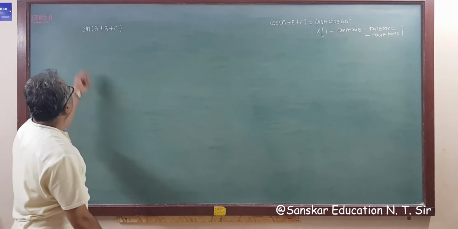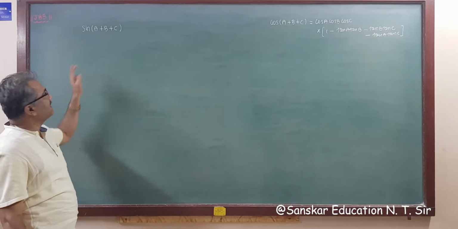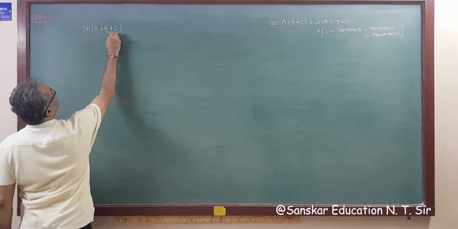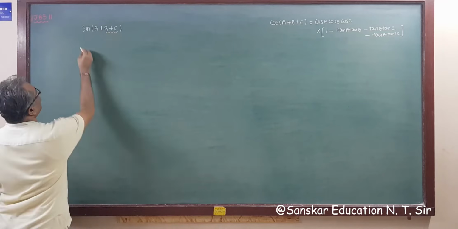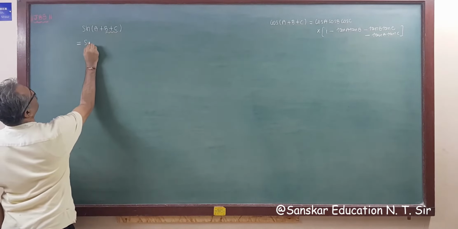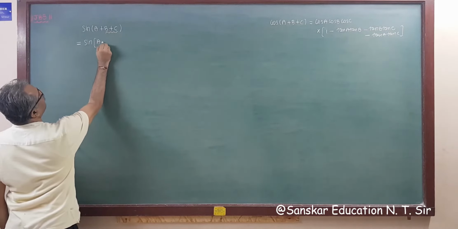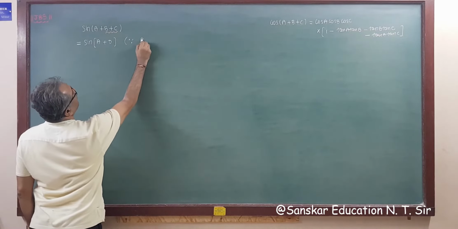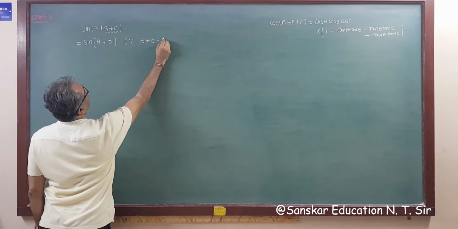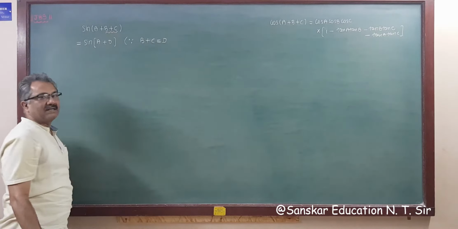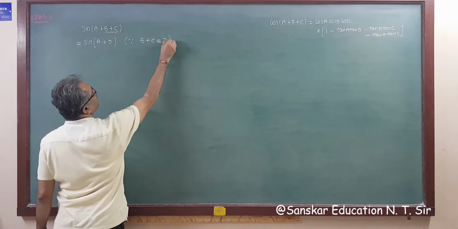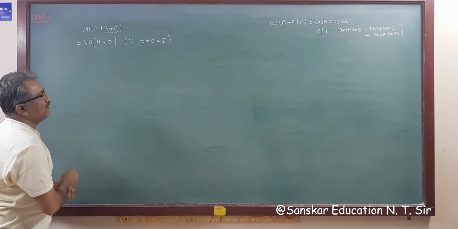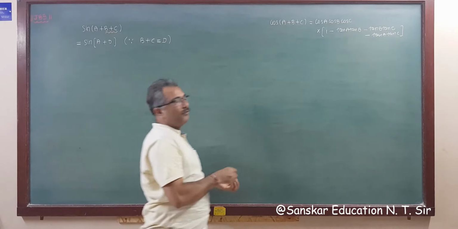Right? Now for sin(A+B+C), similarly as we did, assuming B+C is equal to D. So sin(A+B+C) is equal to sin(A+D), as we are assuming B+C is equal to D. Right? I am not assuming theta. Now applying the sin(A+B) formula, and all these formulas you know.